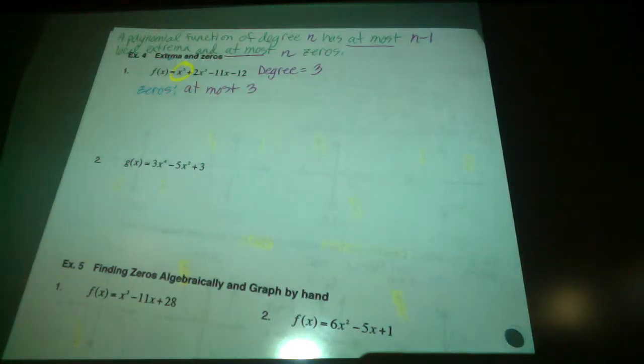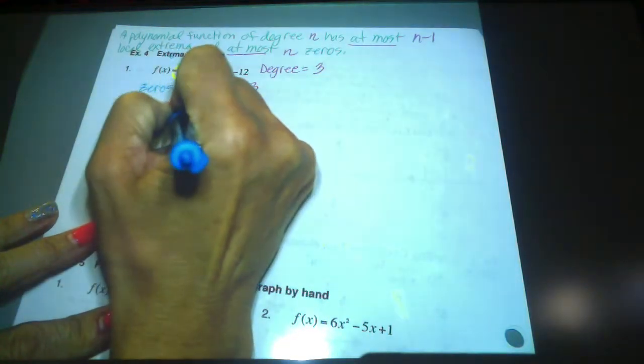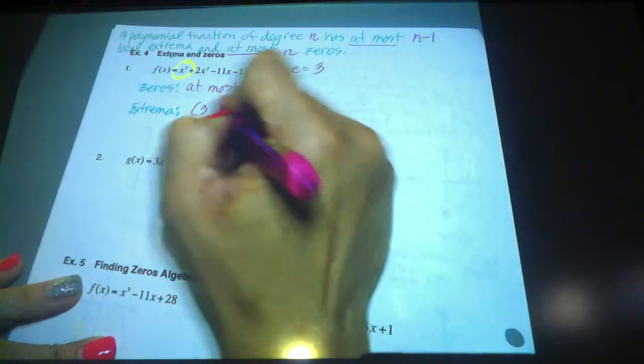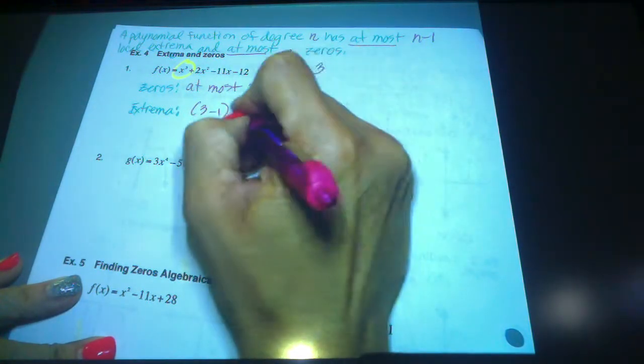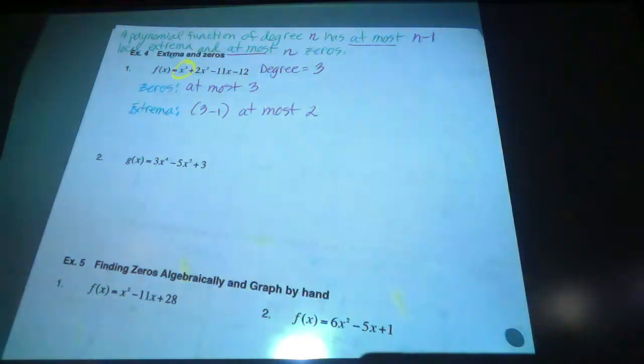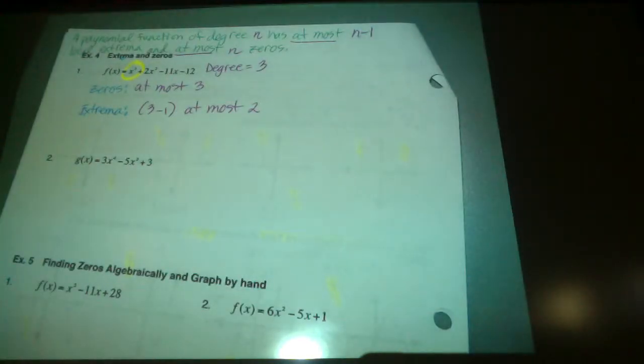And then our extrema would be at most 3 zeros minus 1, so that's going to equal at most 2. I don't have to have 2, but at most I'm going to have 2. 1 hill, 1 valley. So I want you to do number 2. Oh, we could actually sketch this graph. Let's do that before we do number 2.